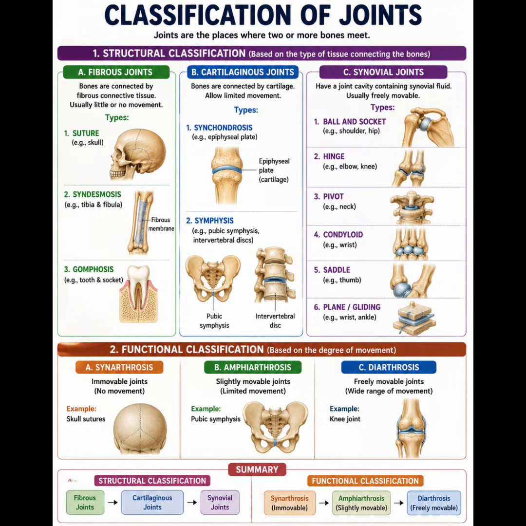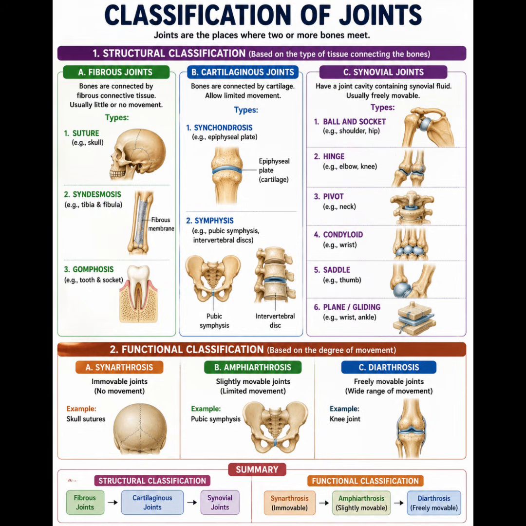They can be broadly classified into fibrous, cartilaginous and synovial joints on the basis of the tissue connecting the bones, that is the structural classification. Functionally, they can be classified as synarthrosis, amphiarthrosis, and diarthrosis, based on the degree of movement. Synarthroses are immovable joints, amphiarthroses are slightly movable joints, and diarthroses are freely movable joints. So we can say that fibrous joints are analogous to synarthrosis, cartilaginous joints are analogous to amphiarthrosis, whereas synovial joints are analogous to diarthrosis. Now let's discuss the structural classification of joints in brief.